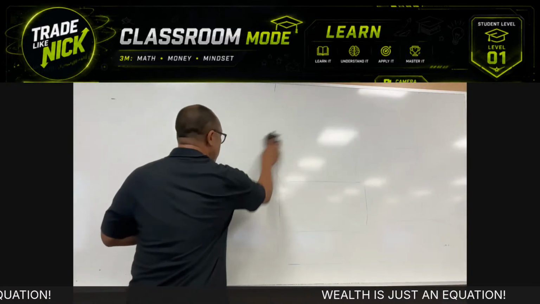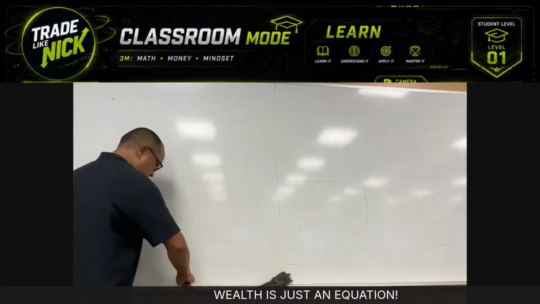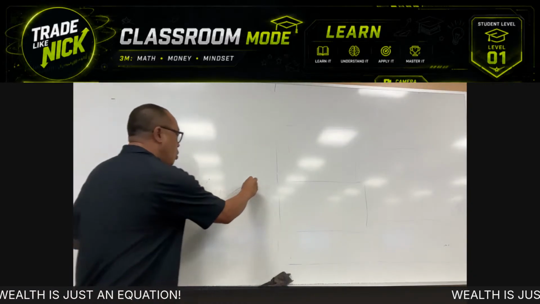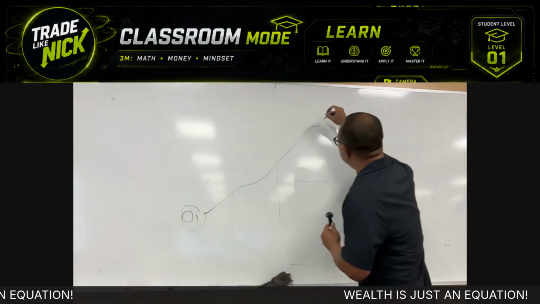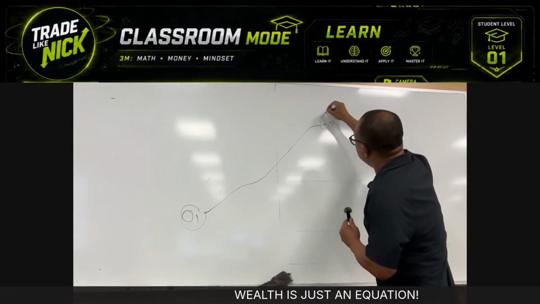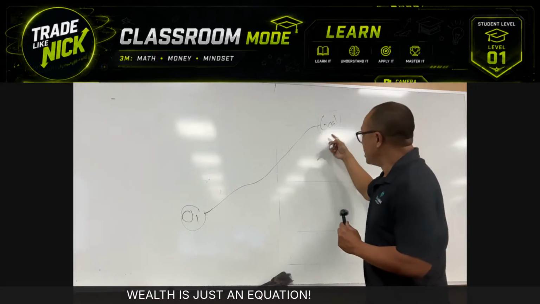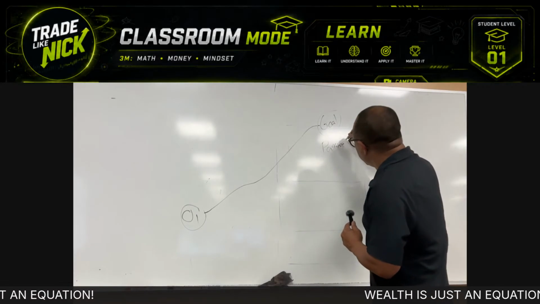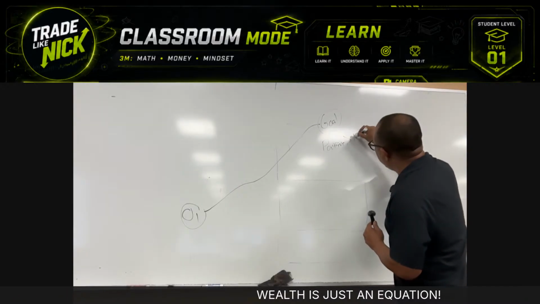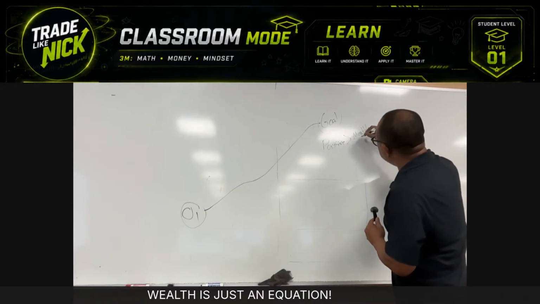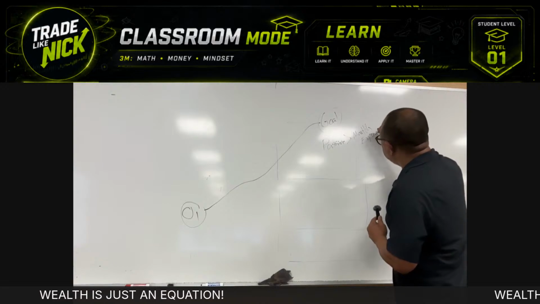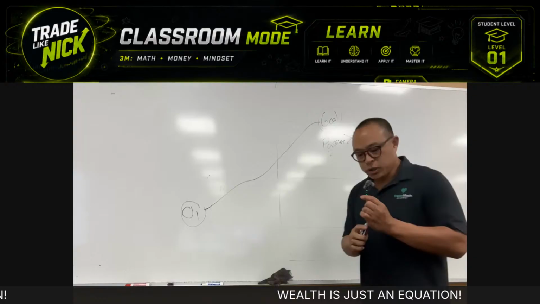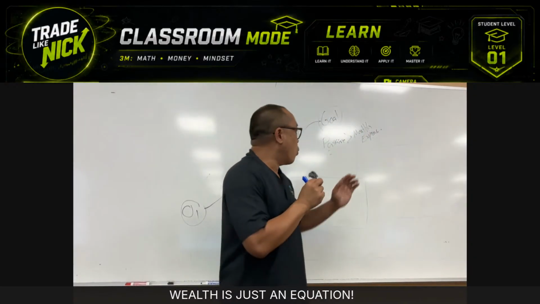Once you have the framework, now this is the starting point, right? Our goal is to get up here. This is financial freedom. This is when your passive income is greater than your monthly expenses. This is when you can quit your 9-to-5 job. You can now let your money work for you.